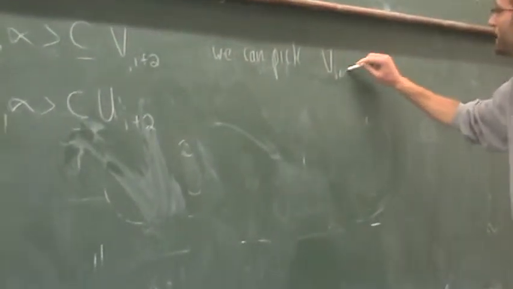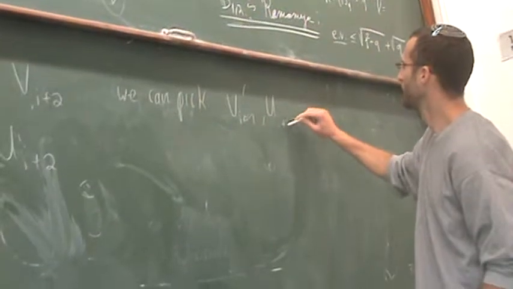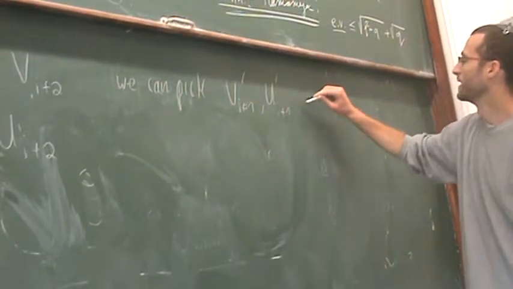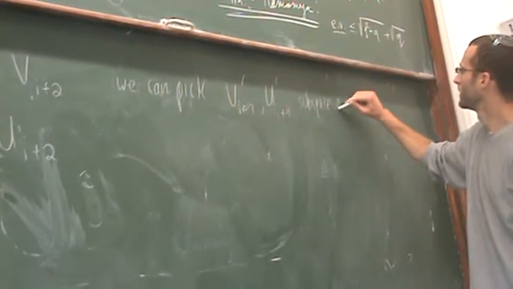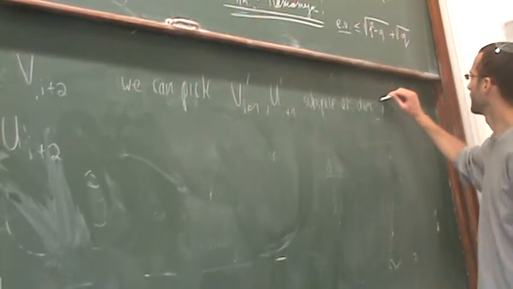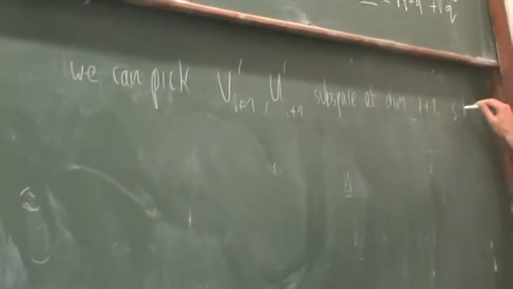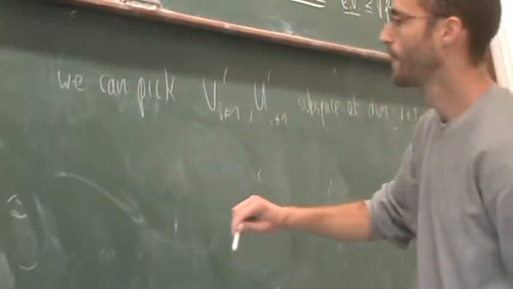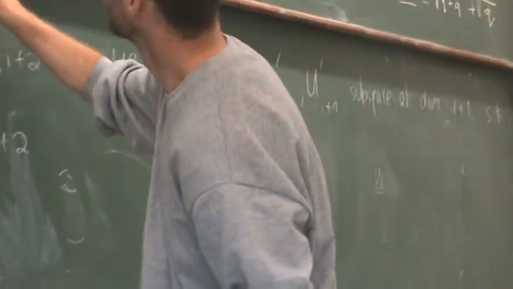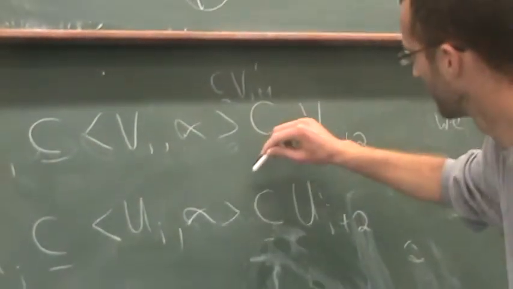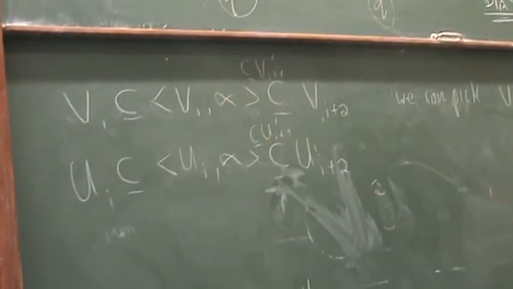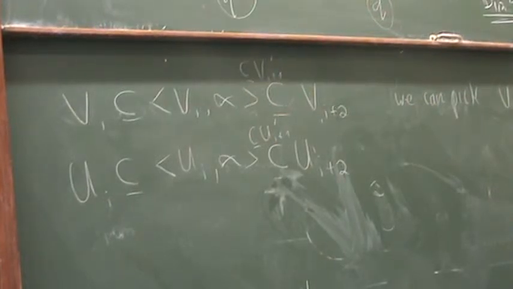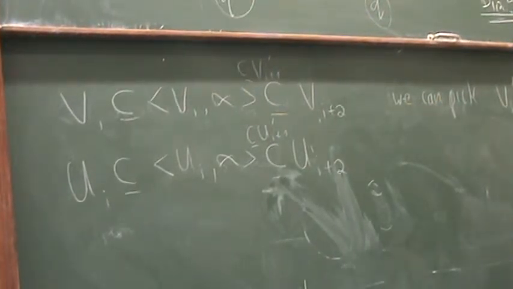So then, what I'm saying is that we can pick vi plus 1 prime, vi plus 1 prime, subspaces of dimension i plus 1, such that they are basically here. And then, so what's not clear? Okay.